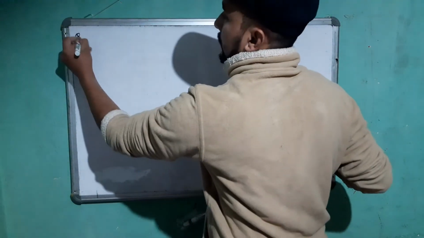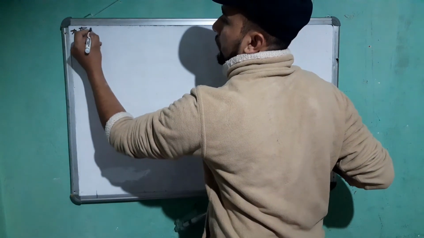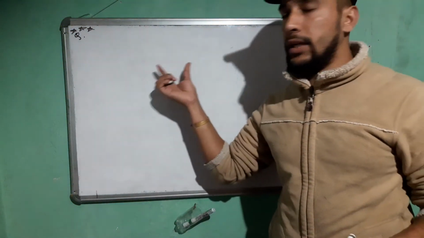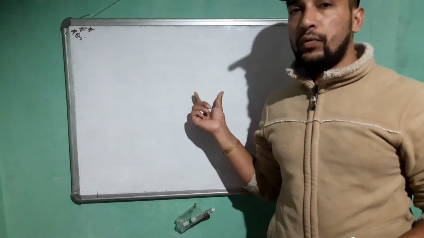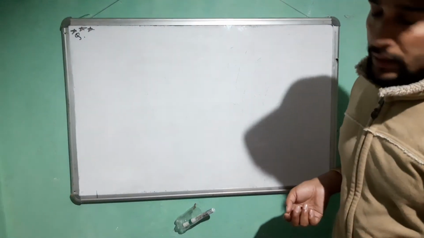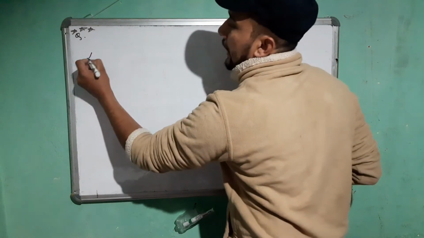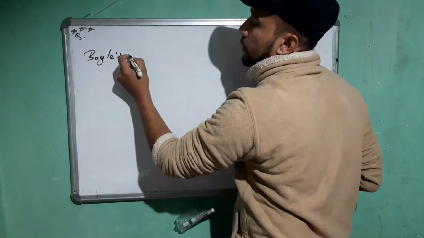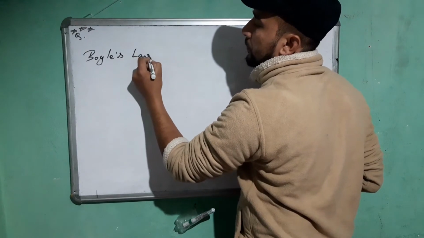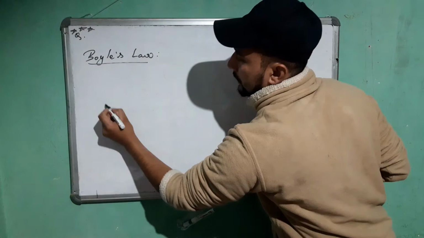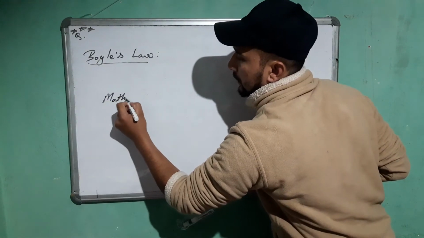So write down the question. This is a very important question. Define Boyle's law and give its mathematical form. So answer: write down Boyle's law, B-O-Y-L-E apostrophe S. The statement I will give you later, first I'll write the mathematical relation.